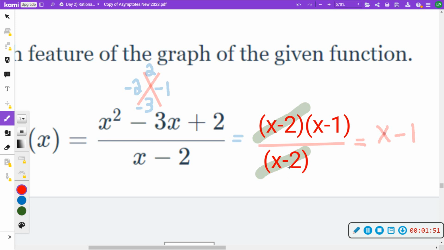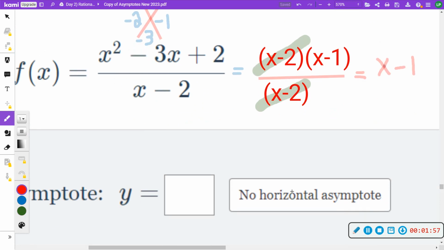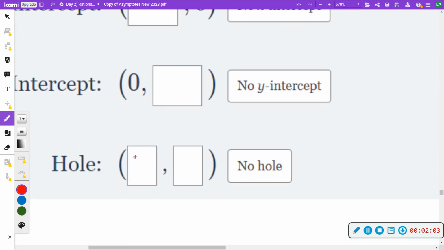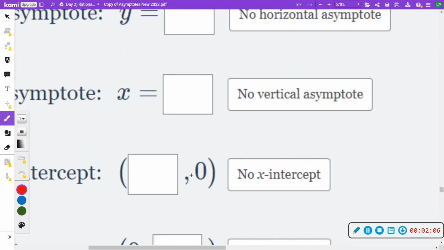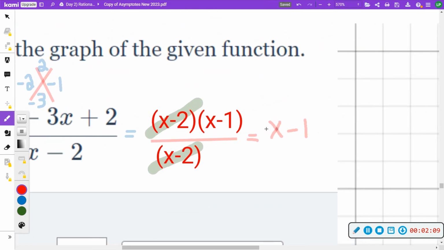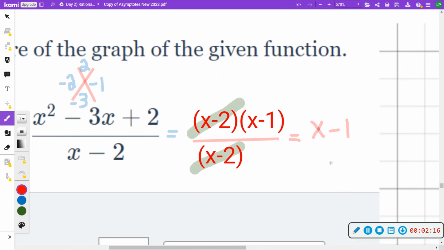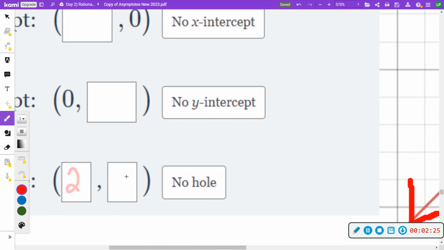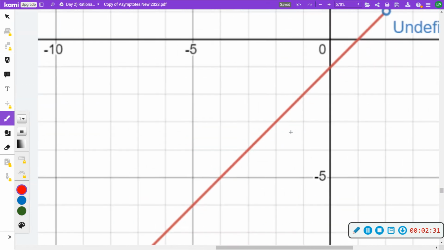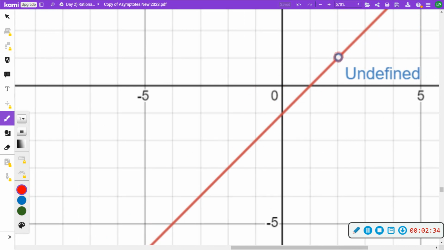So remember, when they cancel, that's when we get a hole. So because those two cancel, we have a hole. The hole is at what number minus 2 is 0? That'd be 2. So I have a hole at 2. And remember, in order to find out where that hole is, you plug back into the original function. I'm sorry, not the original. You plug into the simplified function. And so I'm going to plug 2 in here. 2 minus 1 is 1. So I know my hole is at 2, 1. If I go to my graph here, you'll see I have a hole at 2, 1.